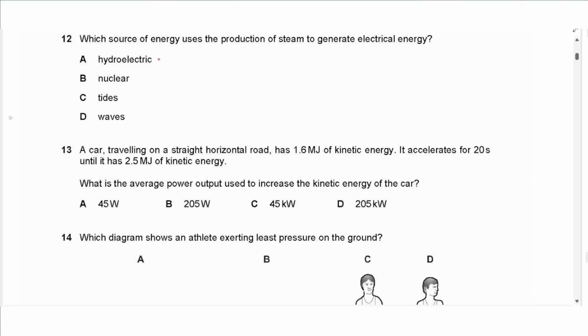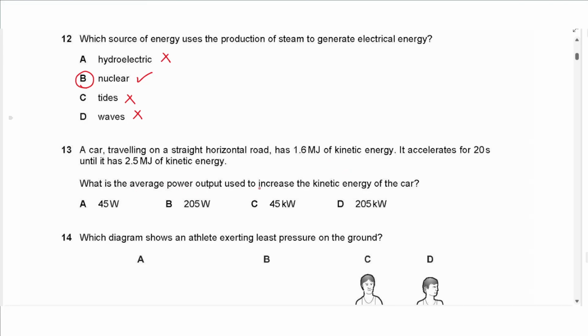In a hydroelectric power station there is no steam. In a nuclear power station there is steam. Tides and waves do not convert water to steam. So we choose B. Question 13 says a car traveling on a straight horizontal road has 1.6 megajoules of kinetic energy. It accelerates for 20 seconds until it has 2.5 megajoules of kinetic energy.